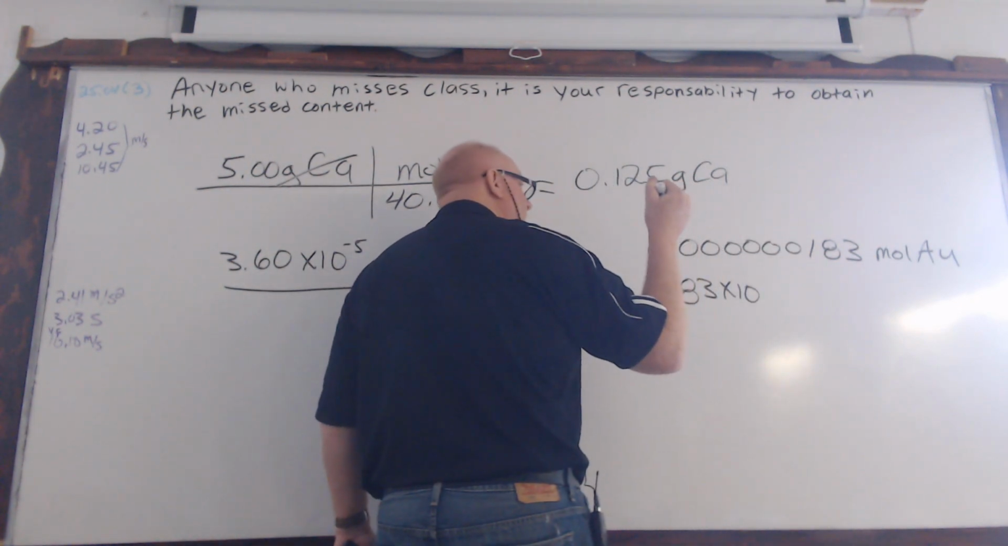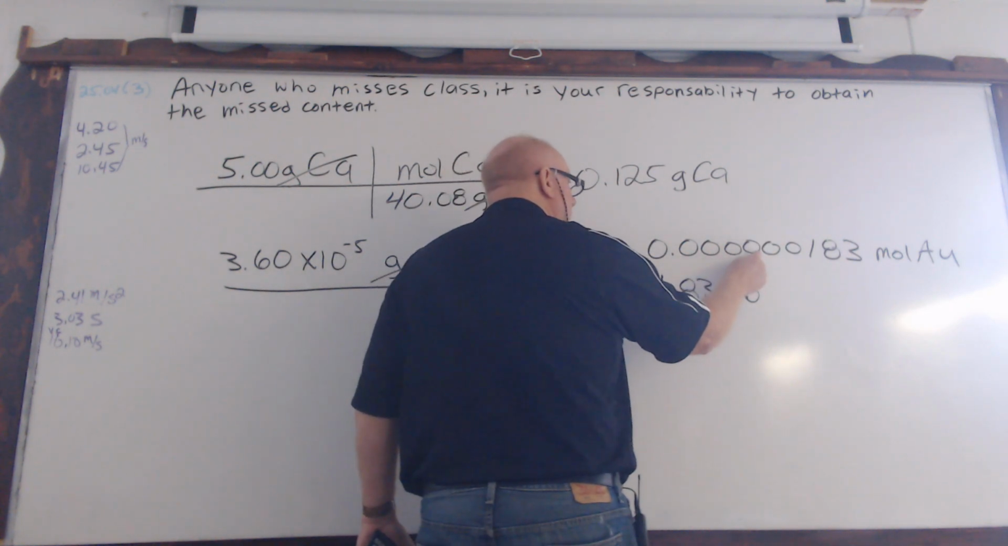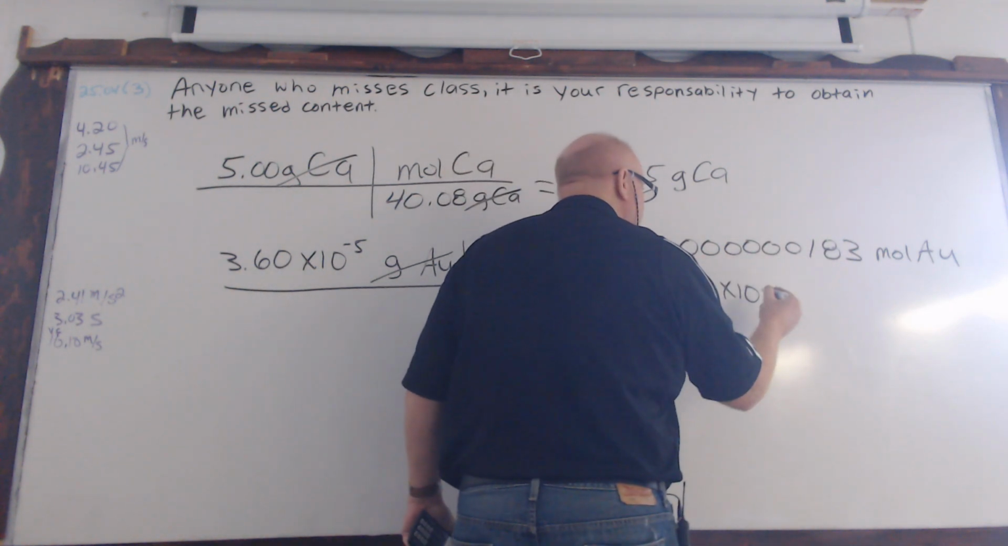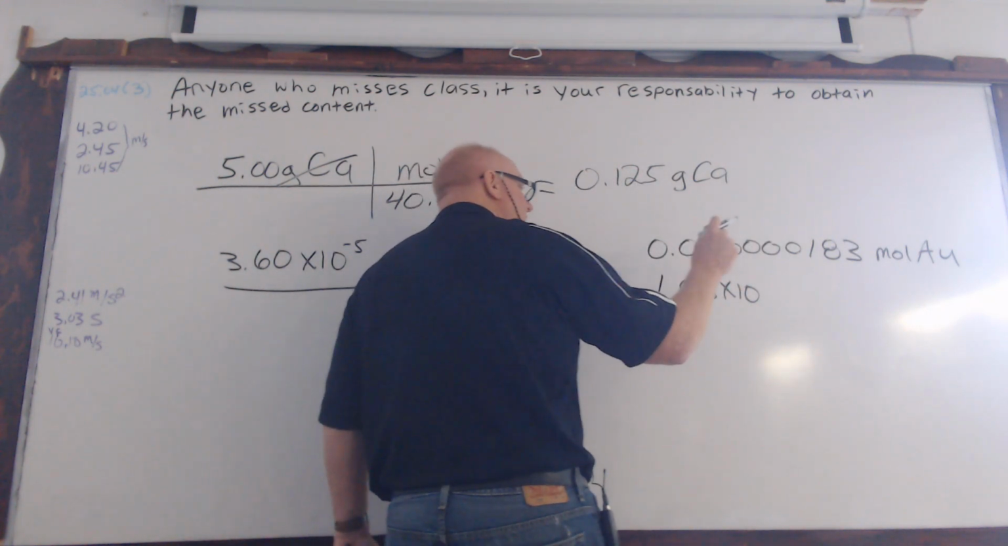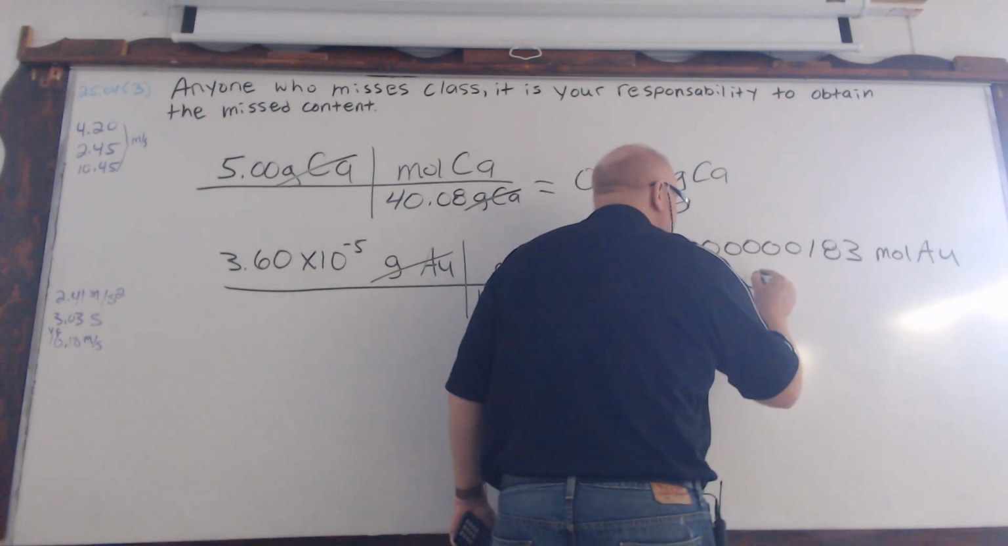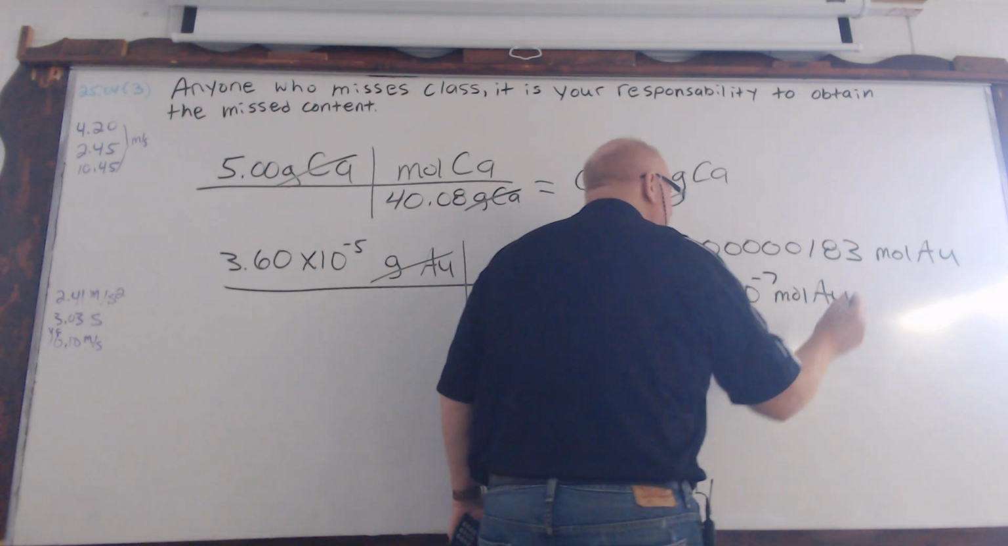And where that comes from, we're going to the right 7 times. 1, 2, 3, 4, 5, 6, 7. There it is. But this is a number that's less than 1, so it has to be to the negative 7th, and that is moles of gold.